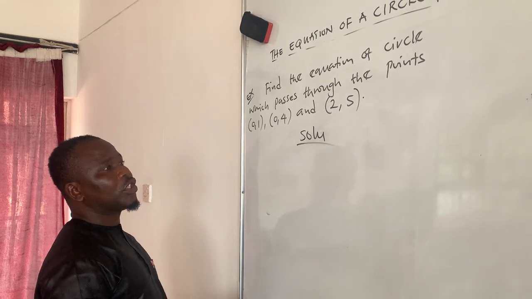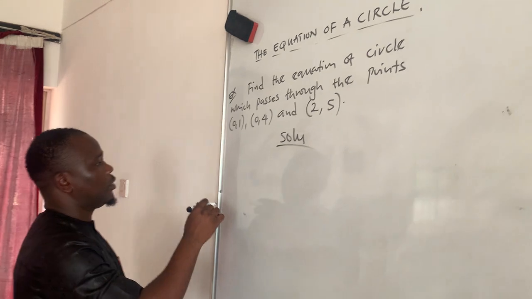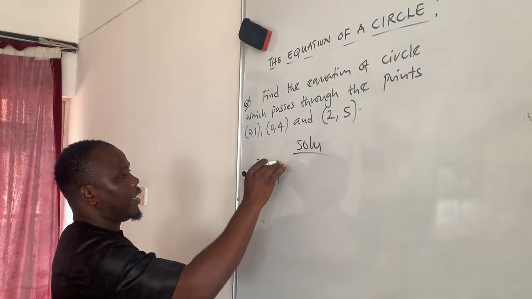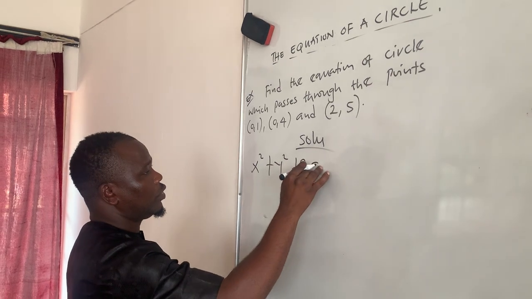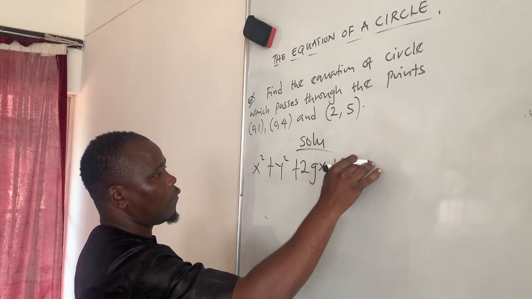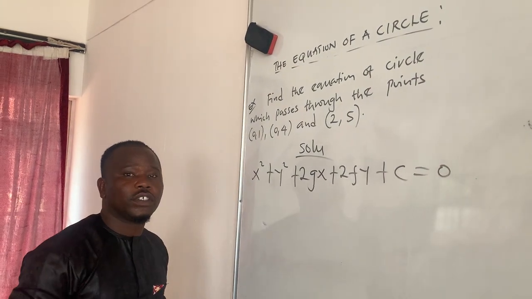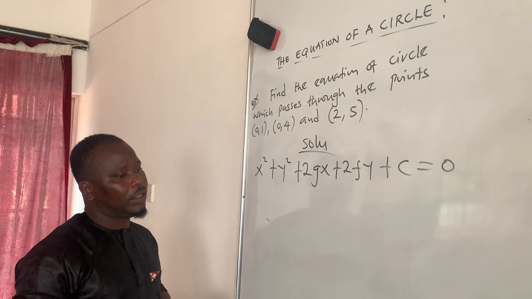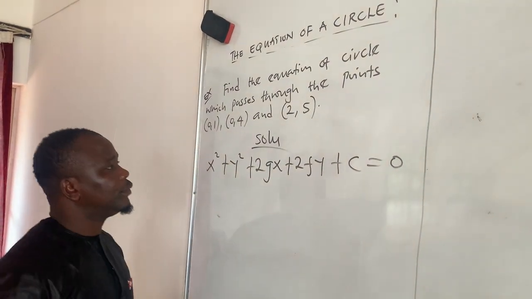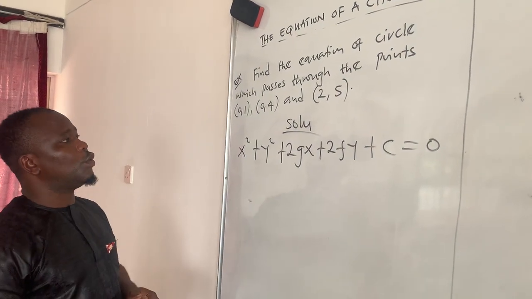Note that the equation of a circle, talking about the general equation of a circle, is of the form x squared plus y squared plus 2gx plus 2fy plus c is equal to 0. Okay? So now this is our general equation of a circle.